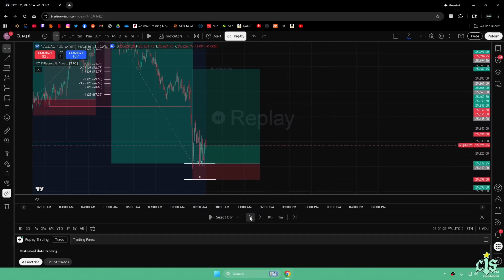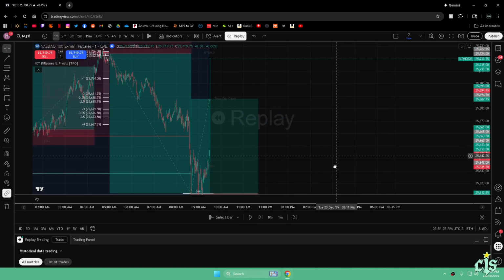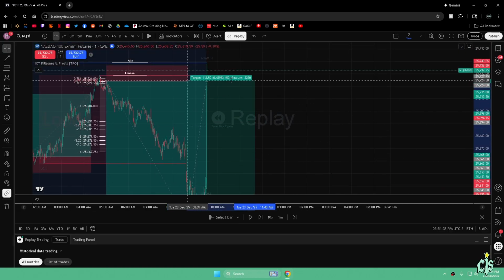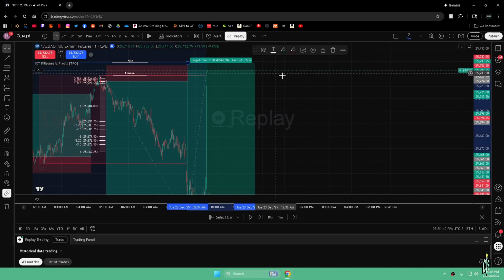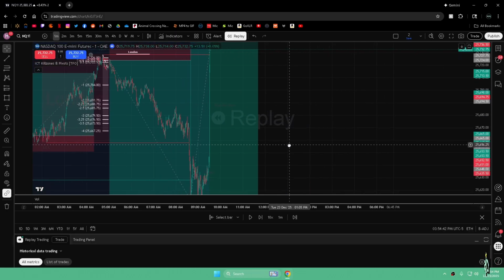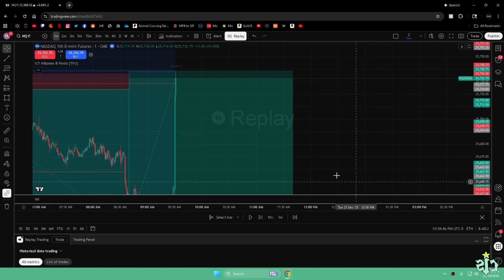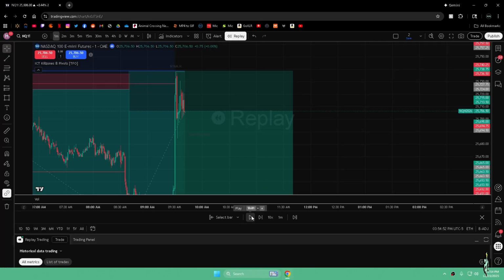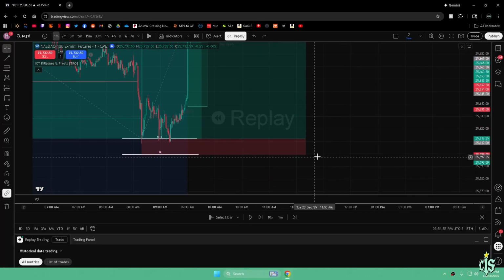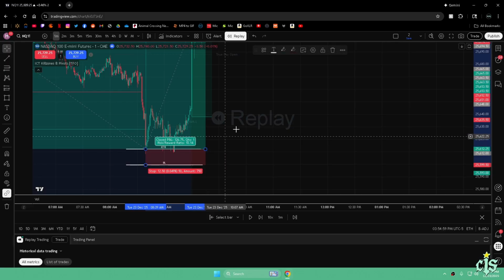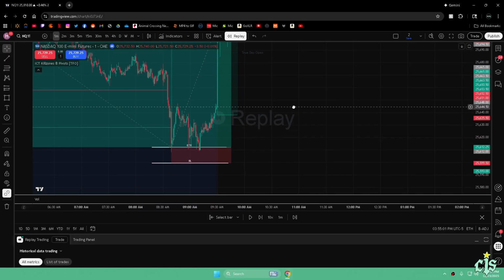Right. And let's play this out. Boom. Literally in one wick. Takes out both. Or one candle, not one wick. One candle. Takes out both. Which is crazy. But I knew it was going to happen. This is our New York reversal profile. So there you go. That's the next trade you could have taken.